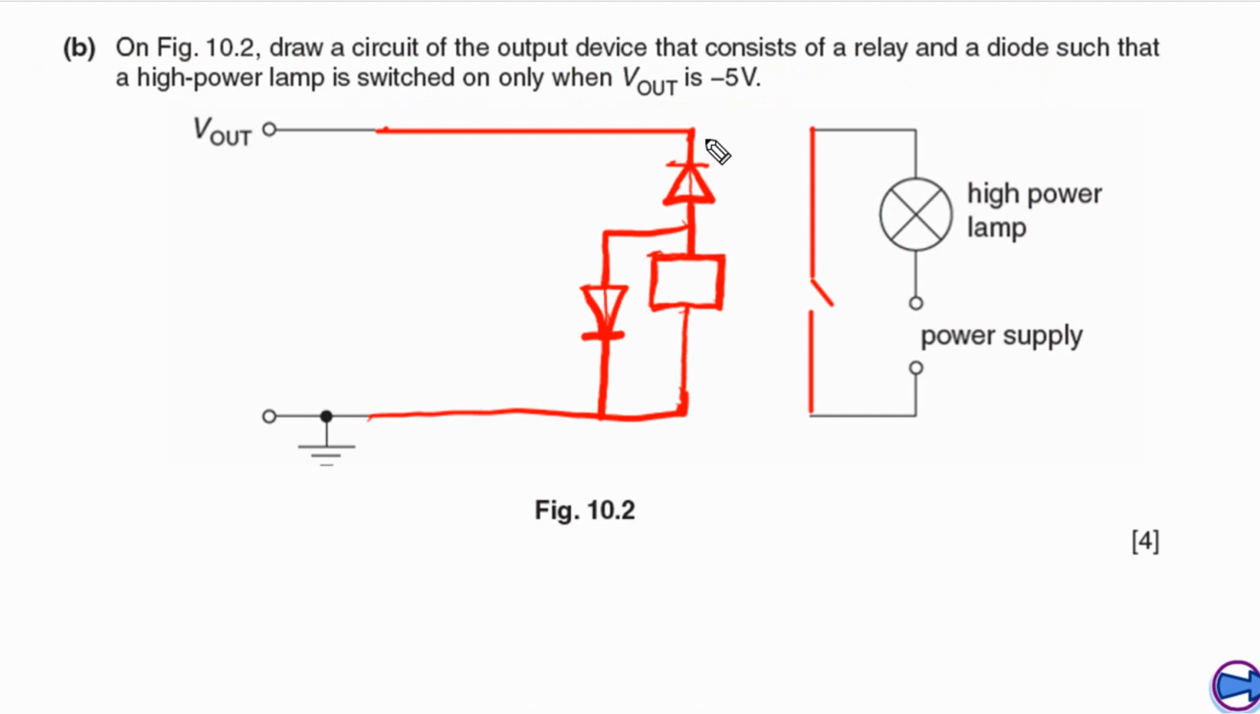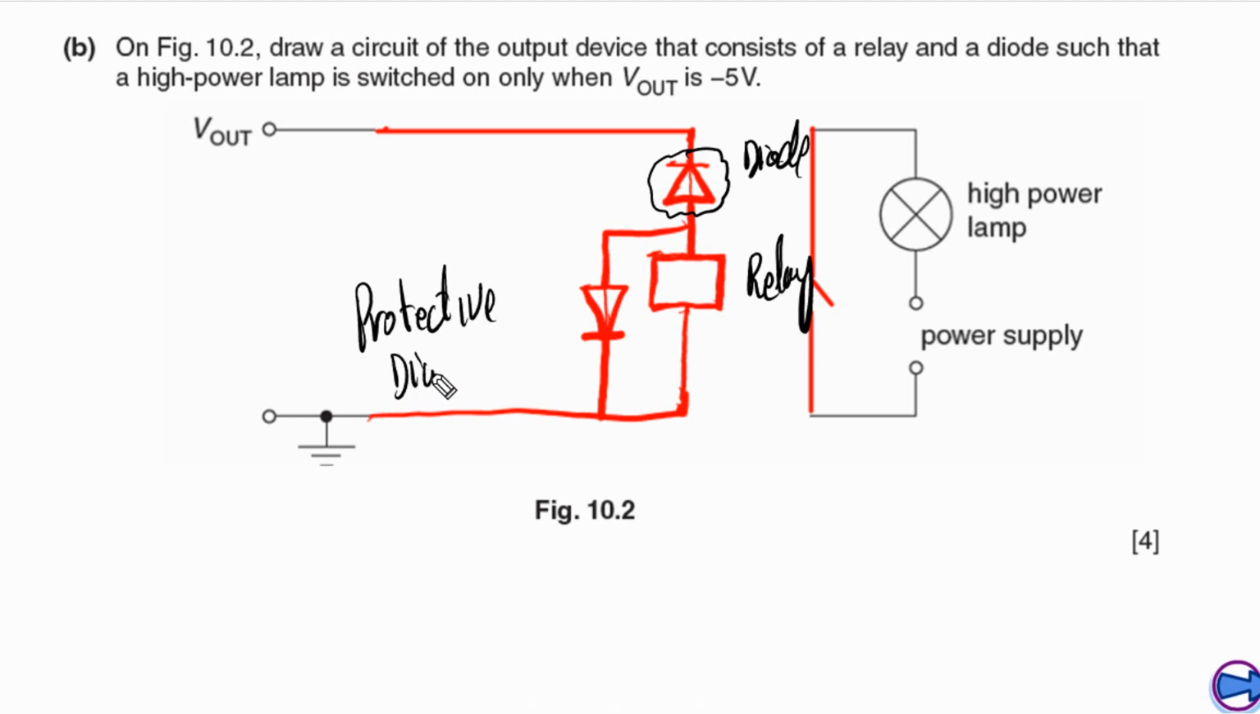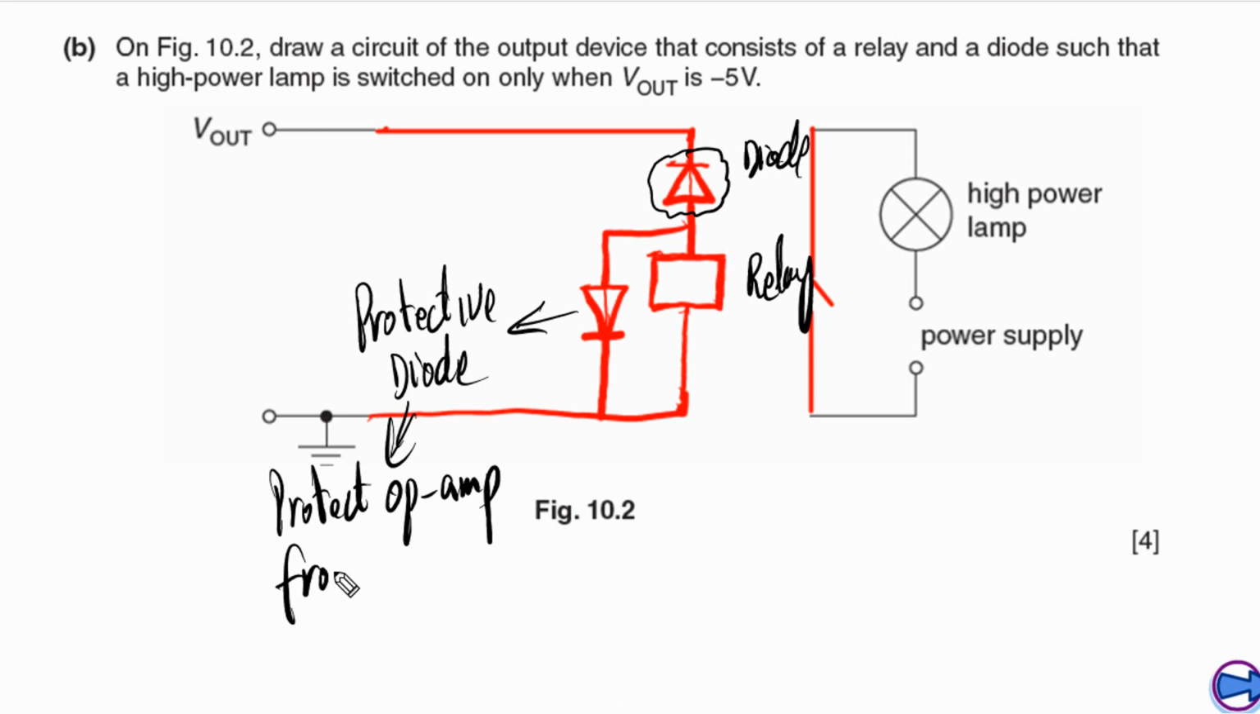As you can see here, I have already drawn the circuit. In this circuit we have connected one diode here and the relay at this point. We have another diode connected here, and we call this one a protective diode. The purpose of this diode is to protect the op amp from back EMF. So we can write down: to protect the op amp from back EMF.